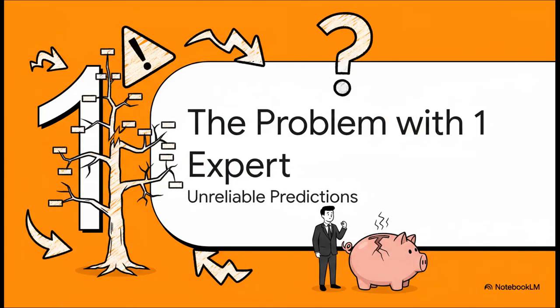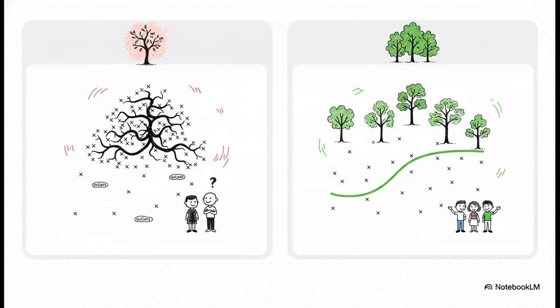All right, so that leads us right into our first big idea, the problem with relying on just one expert. In machine learning, that expert might be a single decision tree model. And putting all your faith in it can be a huge and often totally hidden business liability. Check this out. A single decision tree is kind of like relying on one advisor. Sure, it's simple, but it's also risky.